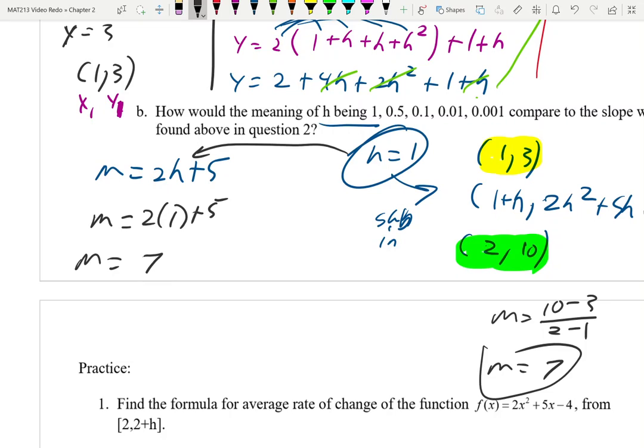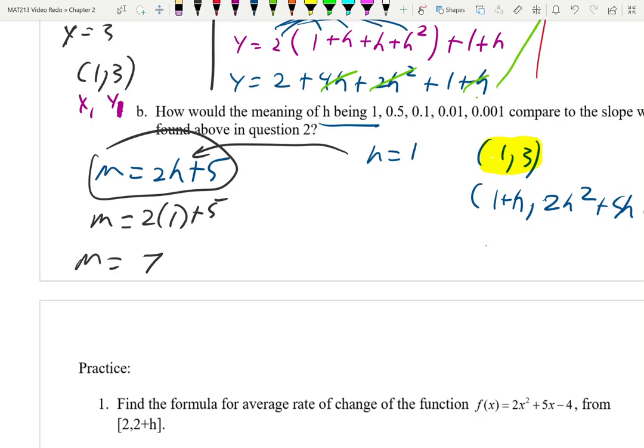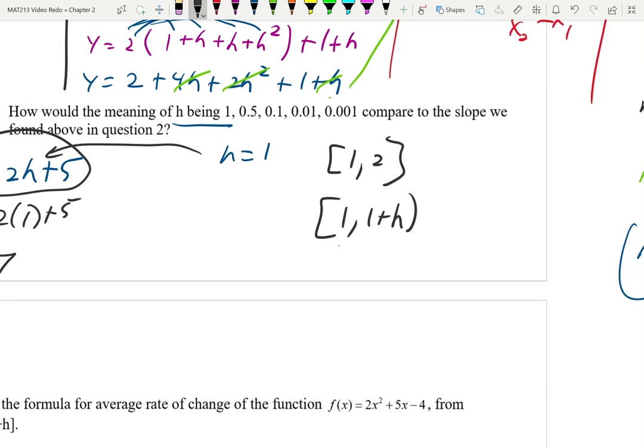What did we just create with this equation? The slope equals 2h plus 5. I can now just plug in h values. So the whole purpose of this, if we ignore the y values for a second, is that we now have this really cool equation that does it for us. What are we saying here? If I want to go from an interval of 1 to 2, how would I calculate that? Well, that would be 1 to 1 plus h, right? So what would my h need to be? Well, that would have to be 1.